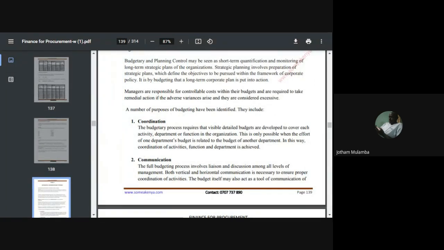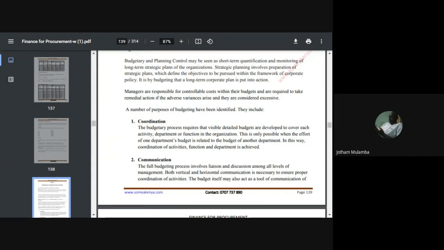Now, we look at the purpose of a budget. One, we come up with a budget for the purpose of coordination. Within an organization, we have different departments running concurrently. So if we have a budget, it is easier for us to coordinate.